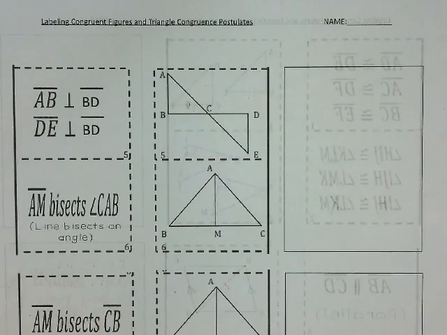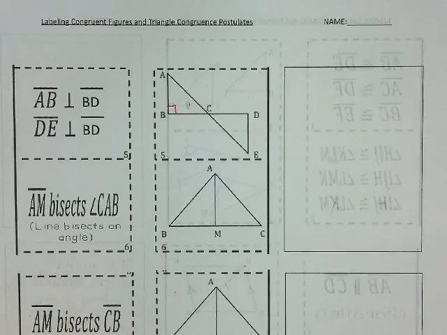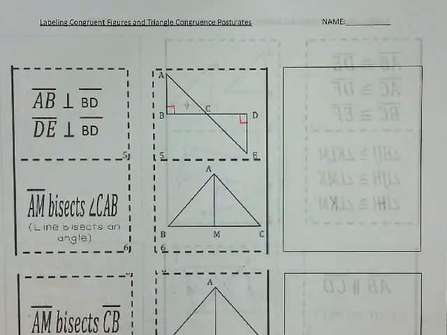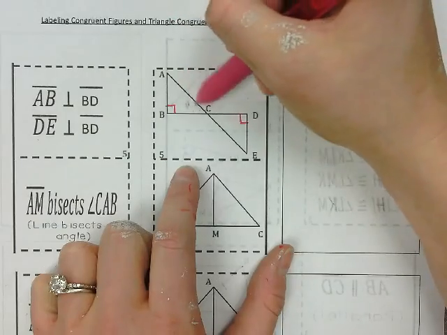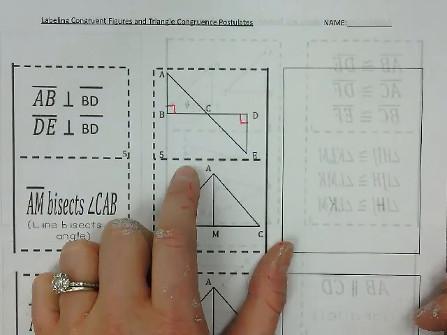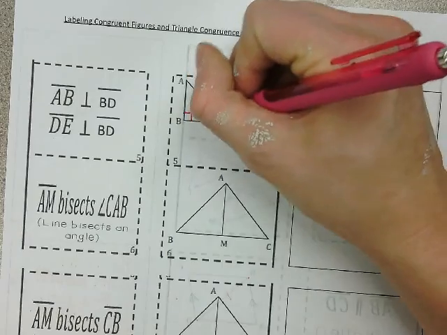Alright, so AB is perpendicular to BD. DE is perpendicular to BD. What do I know about angle ACB and angle ECD? They're angles, so they are what? They're congruent because they're vertical. Yes, y'all were both right.